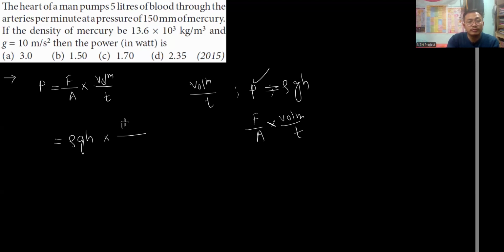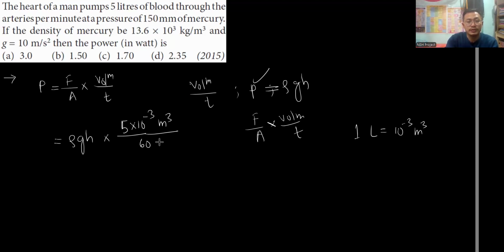The volume is 5 liters. 1 liter is 1000 cubic centimeters, or 1 decimeter cubed, or 10 to the power minus 3 meter cube. So 5 liters is 5 into 10 to the power minus 3 meter cube.